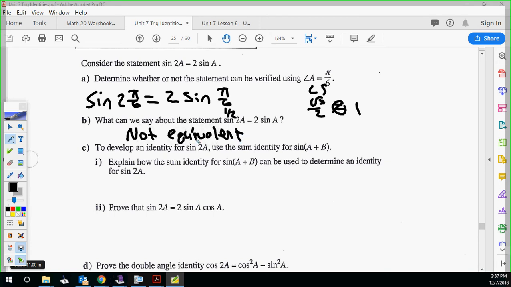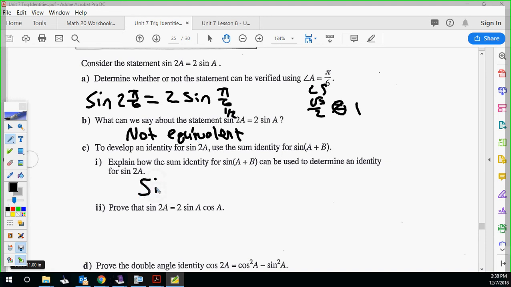Okay, this idea is actually a little bit easier. Let's just ask this in general. What is a way that you could write 2a with addition? 2a is a multiple, 2 times a. How could you write 2a in terms of addition? It's very basic. Just think 2a. A plus a. Yeah, a plus a. So explain how the sum identity of a plus b could be used to help us.